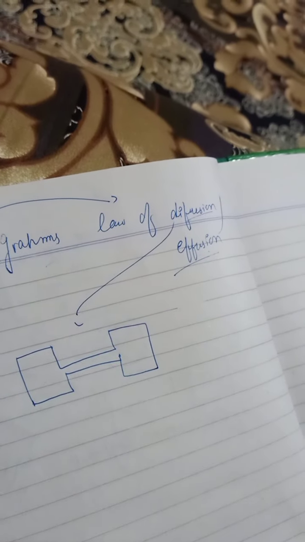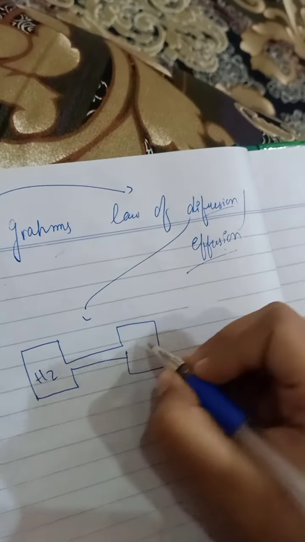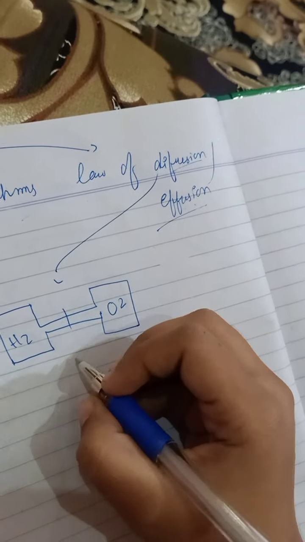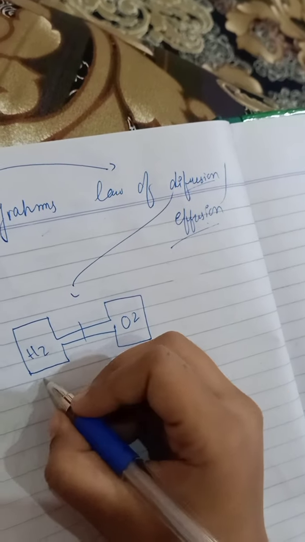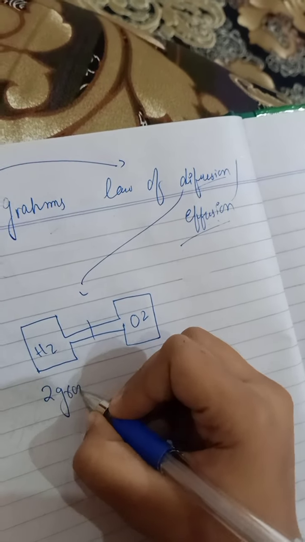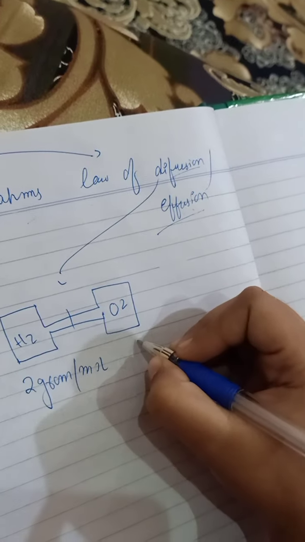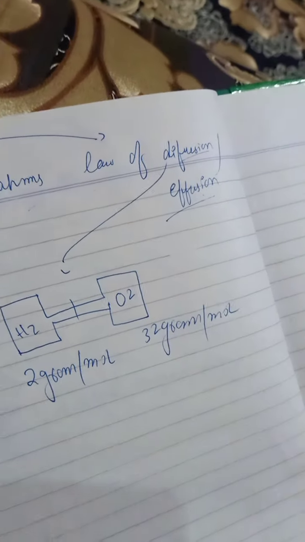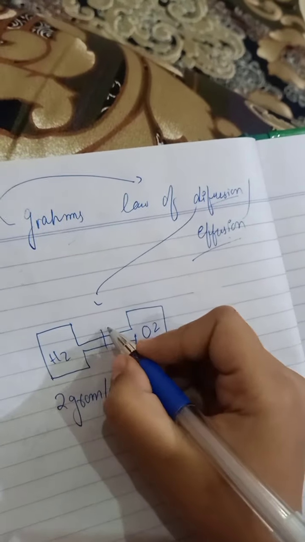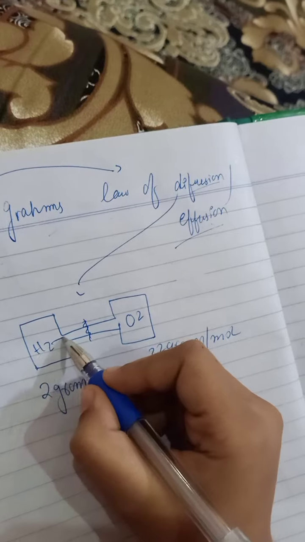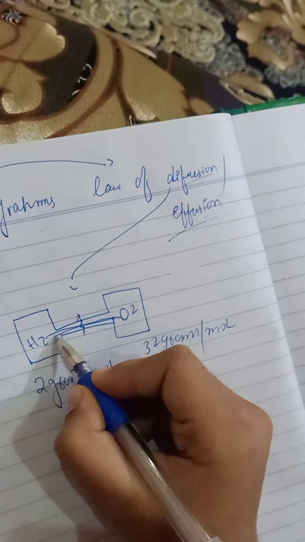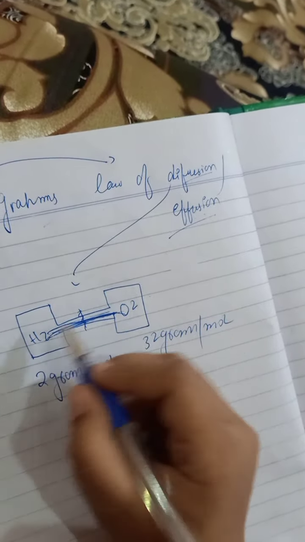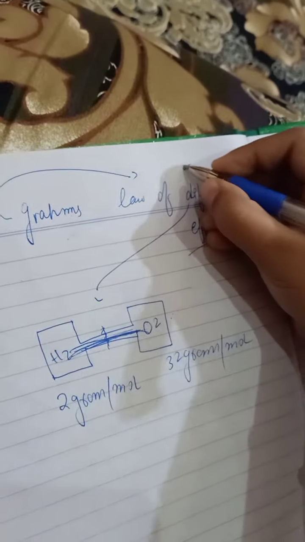Here I have hydrogen gas, and here I have oxygen gas. I have closed all these gases. The mass of hydrogen is 2 grams per mole, and oxygen is 32 grams per mole. What if I unlock this? This gas will move in this direction, and this gas will move in that direction. This is the mixing of both gases in different directions.